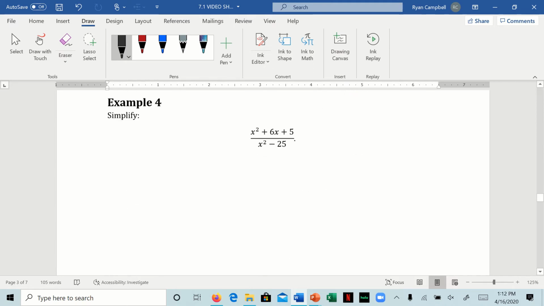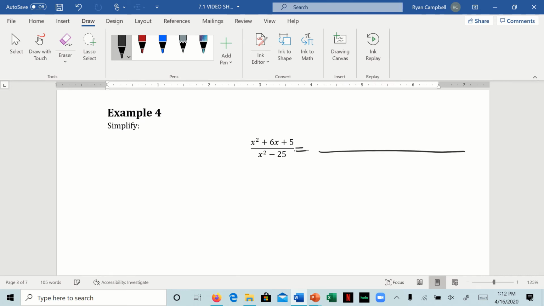Number 4. All right, now we're getting a little harder. So if we are going to factor out the top, what two numbers multiplied get you 5 and add to get you 6? Hopefully you can see that that is a 5 and 1, right? 5 times 1 is 5. 5 plus 1 is 6.